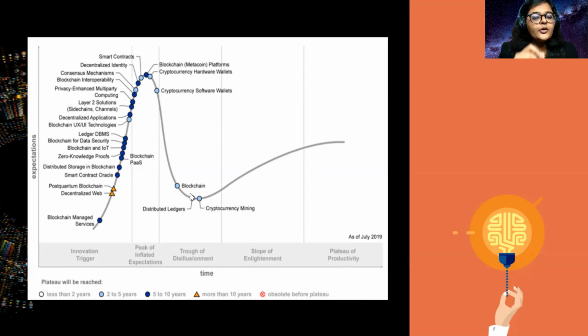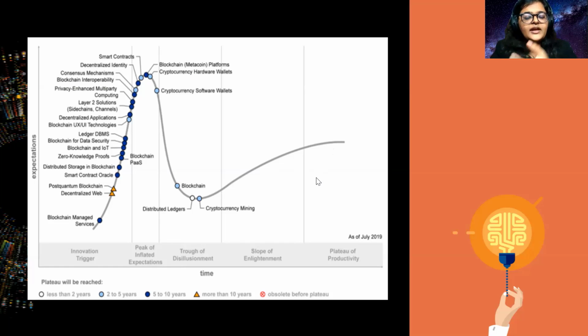And as we speak about the trough of disillusionment, right? Now we have exhausted all the research and are in the space where we are trying to build more and more real-time use cases. And of course, as we go further down the line, the number of use cases as well as the number of solutions that are going to be deployed in the industry are only going to increase exponentially.